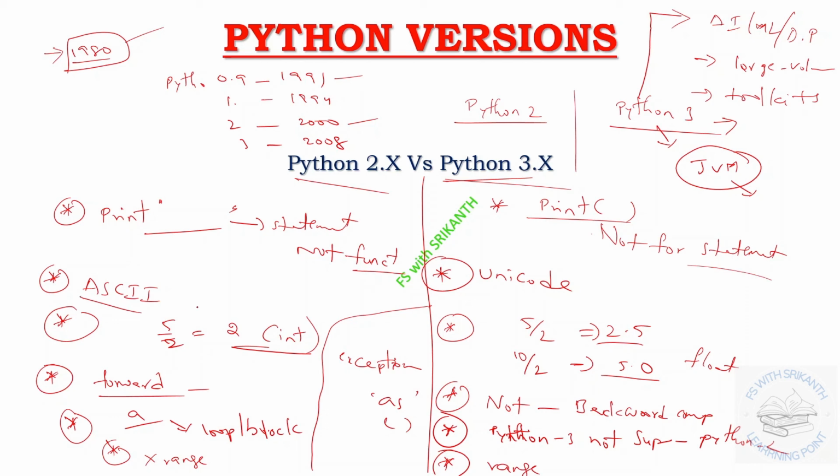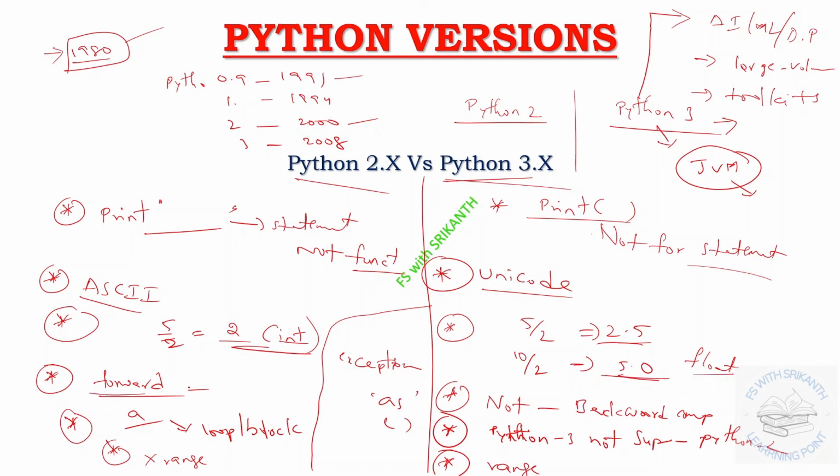Python 2 follows ASCII format, and Python 3 follows Unicode format. When you do a division between two integers in Python 2, you get an integer value only. You never get the remainder, that is, float values. But in Python 3, when you divide two integers, you get a decimal value. Even with a perfect division, you get a float result.